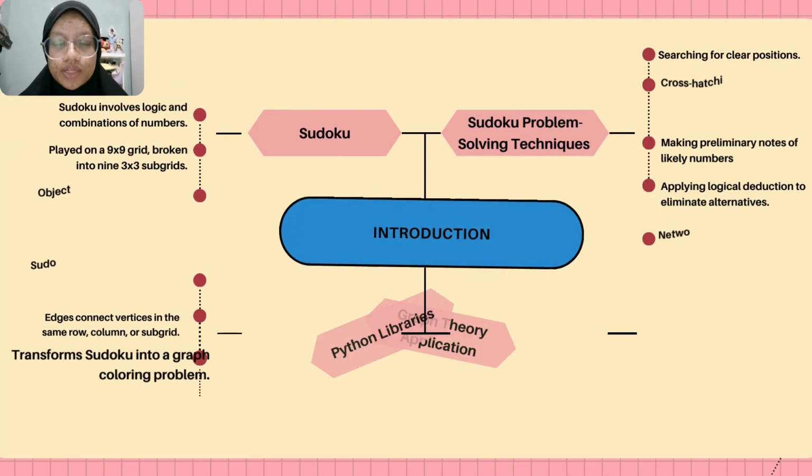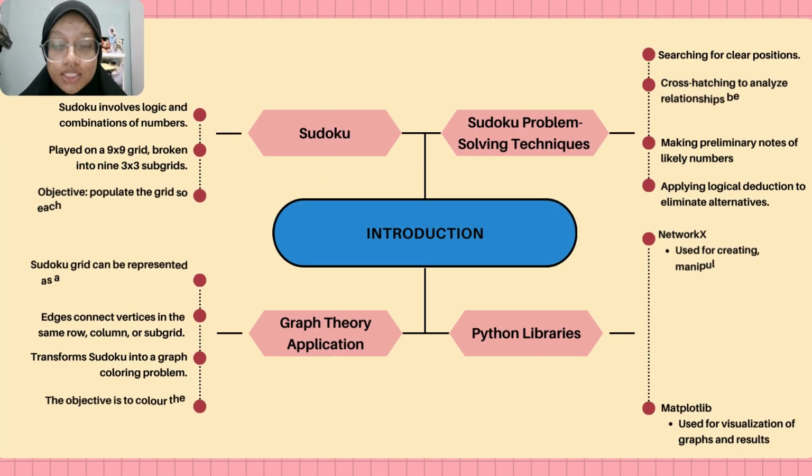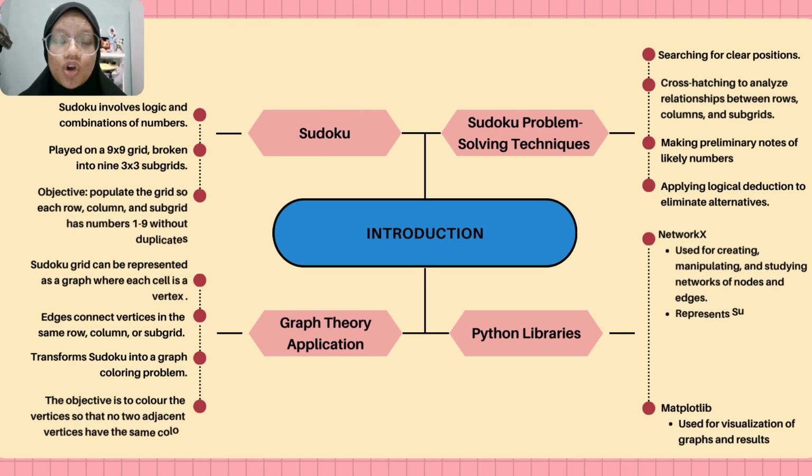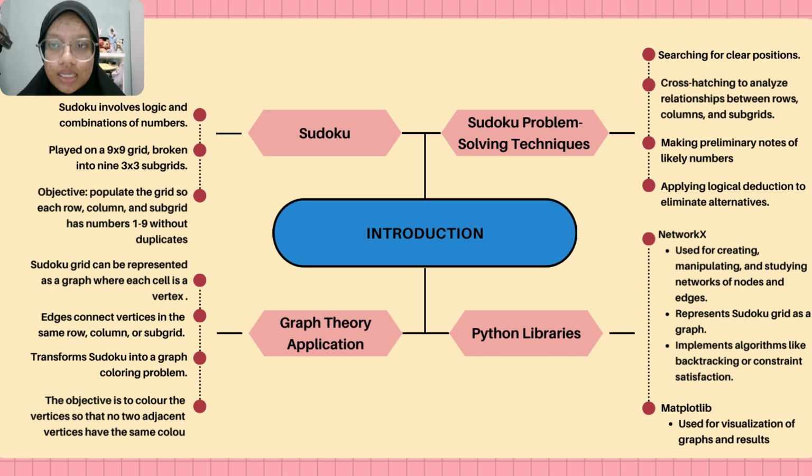For the introduction, Sudoku is a problem that involves logic and combinations of numbers. It is played on a grid that is 9 by 9 in size and is broken into 9 smaller subgrids, each measuring 3 by 3. The objective is to populate the grid so that every row, column, and 3 by 3 subgrid has all the numbers from 1 to 9 without duplication.